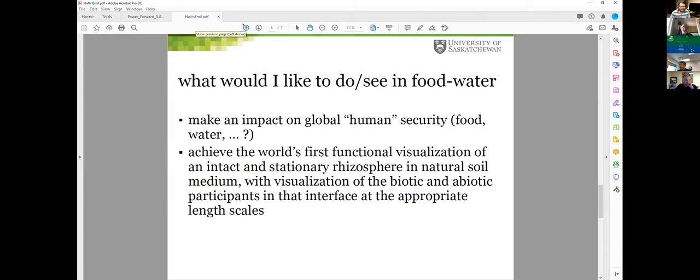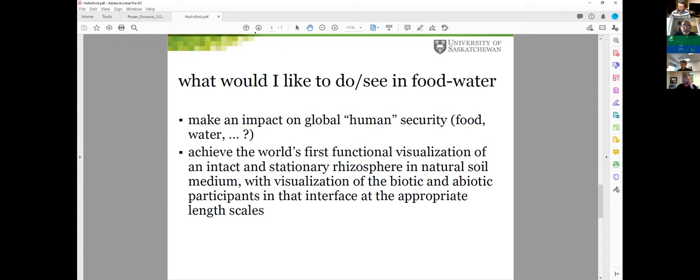What I would like to see or do in the food water nexus is make an impact on what I call global human security. That's food, water, and whatever else. Traditionally, shortages of these things have been solved by war, famine, and disease, and I'd like this next one to be solved by science. The scientific accomplishment I would like to do or see in food water is the world's first functional visualization of an intact and stationary rhizosphere of a crop plant in natural soil medium.